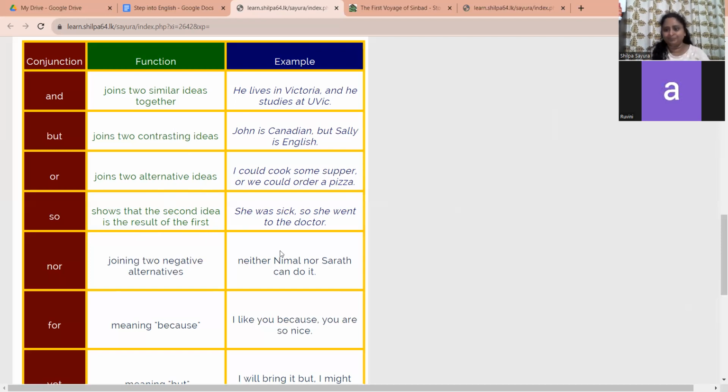Here I'm also using this conjunction quite often. So you see, she was sick. So she went to the doctor.